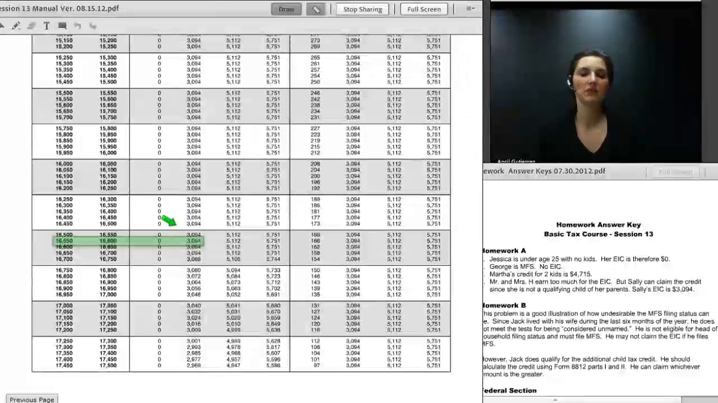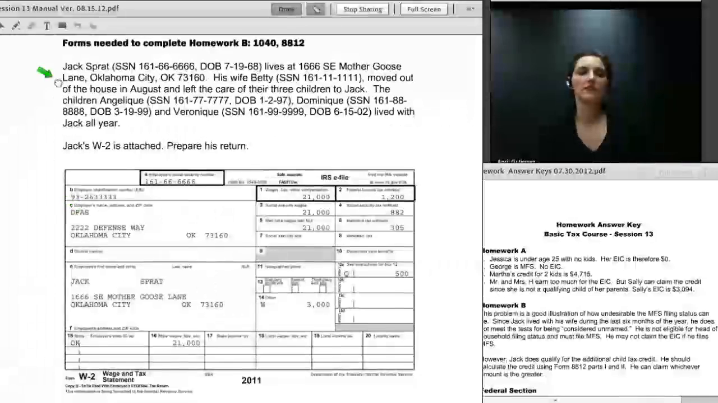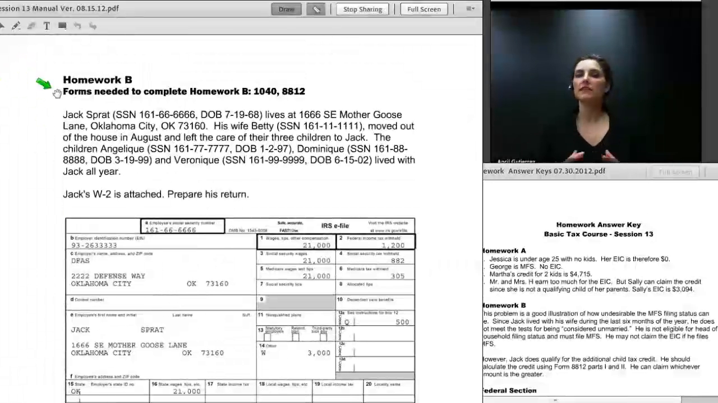Let's take a look at homework assignment B. And of course, homework B and homework C were really the same character, all of the same income figures, the same children. The only difference was the filing status. And I created this problem really with the intention of showing you how the married filing separate filing status can take away that earned income credit. But when the earned income credit disappears, you can still see how the child tax credit is kicking in and benefiting Mr. Jack Spratt. So let's take a look at his finished return.